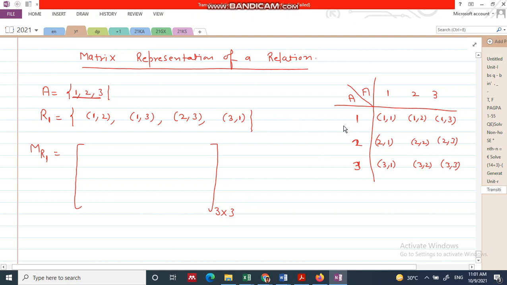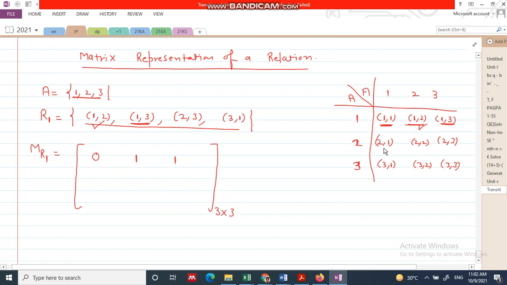Now do you have (1,1) in this relation? No, I do not have (1,1), so the very first position element becomes 0. Next you check: do you have (1,2)? If you find this element in the relation, then you write 1 at this position. 1 represents that this element is in the relation. The next element is (1,3). Do we have this element in the relation? Yes, so here again write 1.